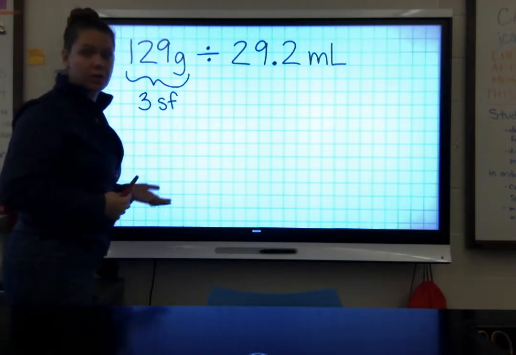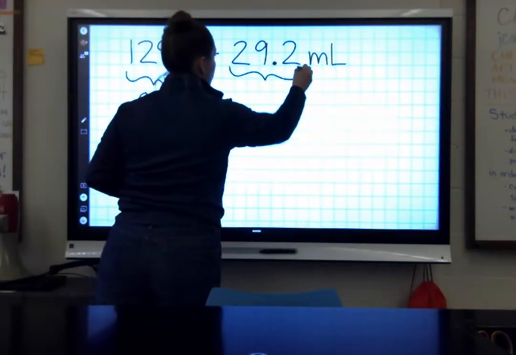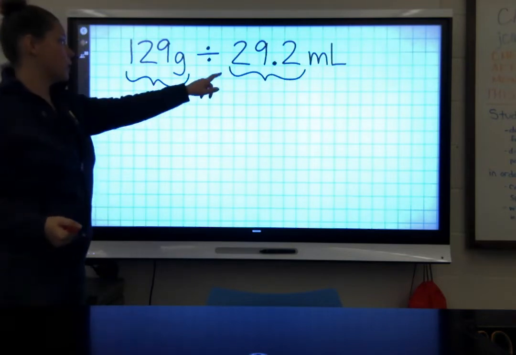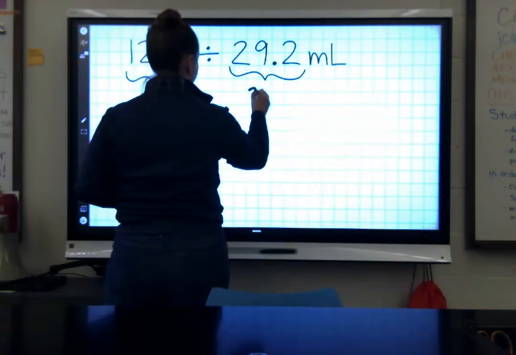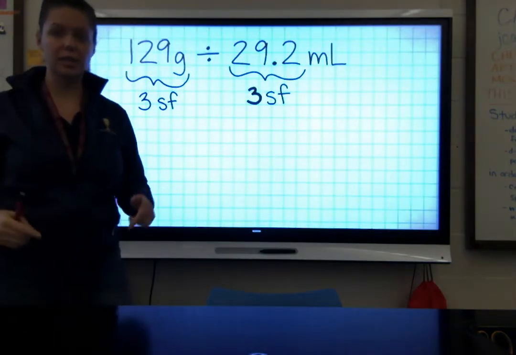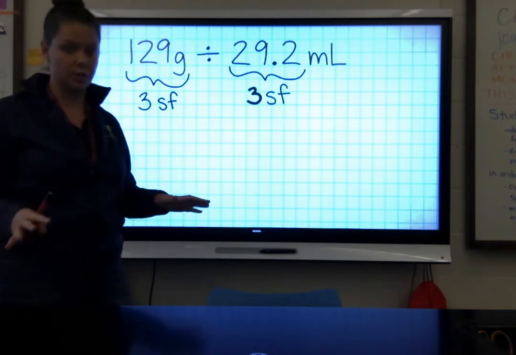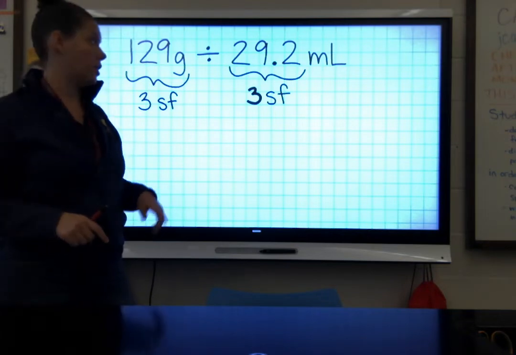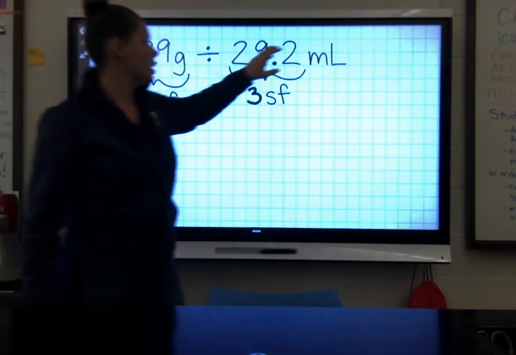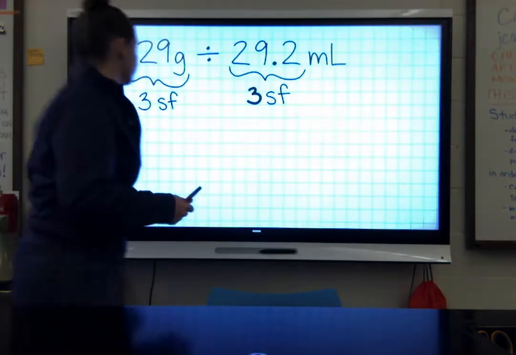Alright, SF for 3 significant figures. Over here we have 29.2, and again, no zeros, so we don't have to worry about that. And we have 3 significant figures as well. So if we're going off of the least number of total significant figures, we know that our answer can only have 3 significant figures as well. The other thing for this problem is we're going to have to pay attention to our units. So if we're dividing grams by milliliters, then our units are going to be grams per milliliter.